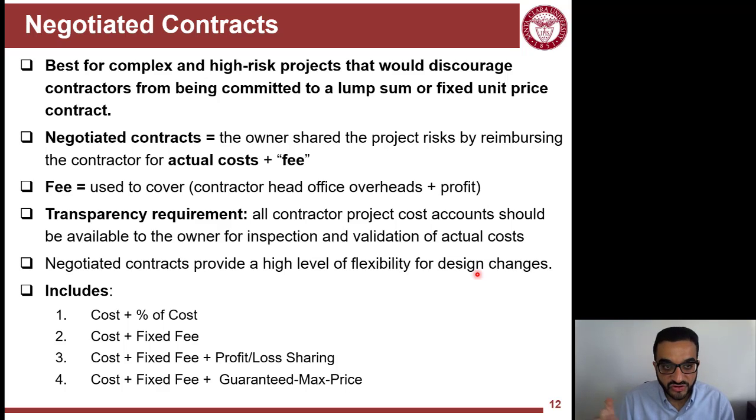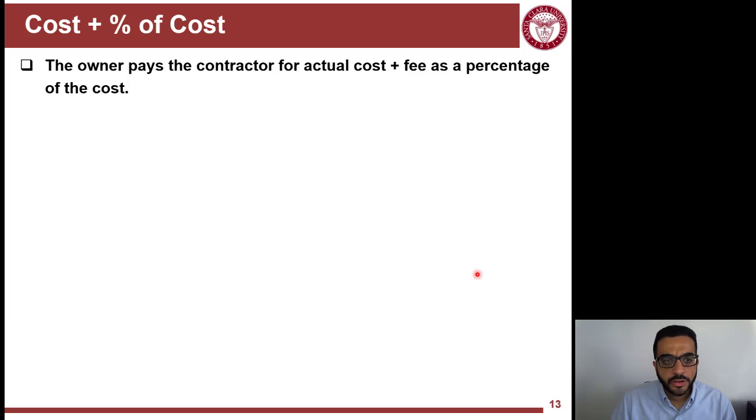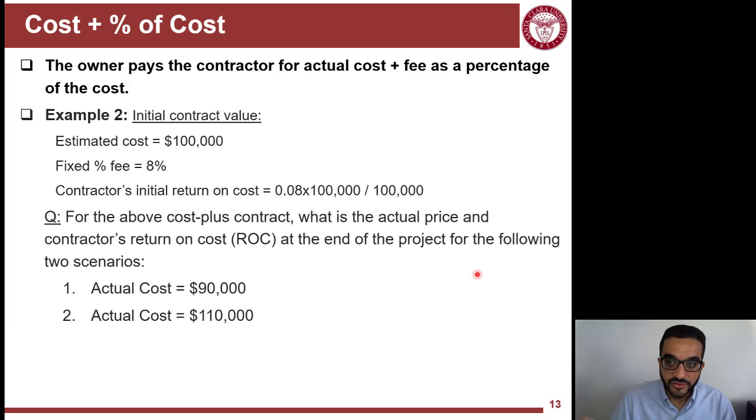Now this cost plus fee, this fee is calculated based on what? So we have here 4 ways: as a percentage, as a fixed fee, or as a fixed fee plus something else, plus some kind of incentives or strings attached to it, like guaranteed maximum price. So the first one is the cost plus percent of the cost. So the fee here is calculated as a percentage of the cost. So here, whatever cost you incur, you will add a fee as a percentage of that. So it's a very simple concept.